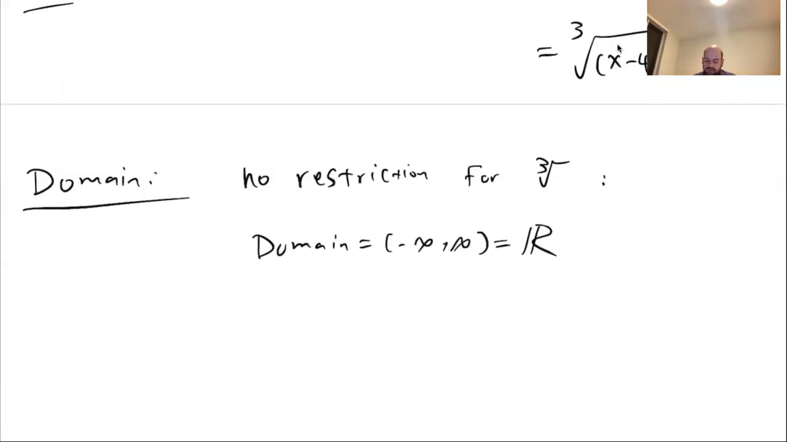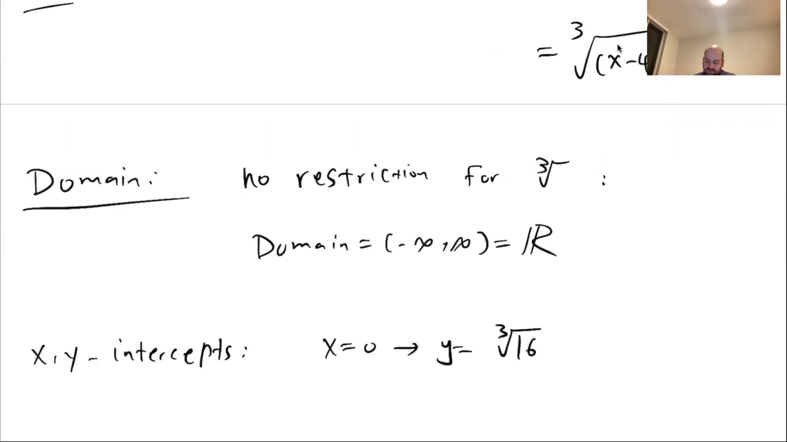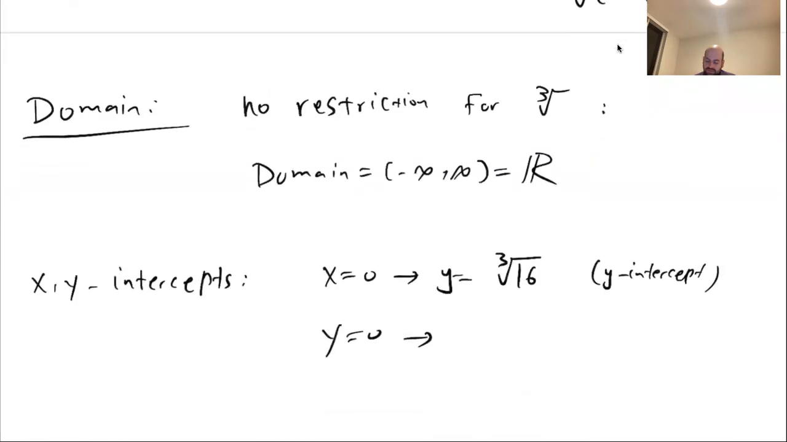Okay, then we need x and y intercepts. If I replace x with 0, then y will be the cube root of 16. So this is the y intercept. And if I set y equals 0, then I'll get x equals 4. So that's the x intercept.